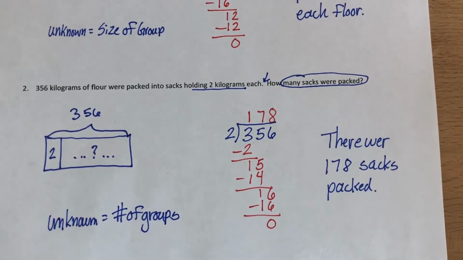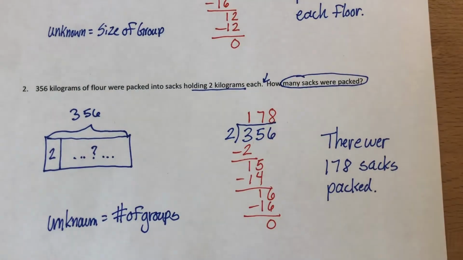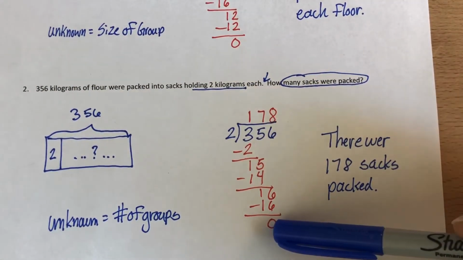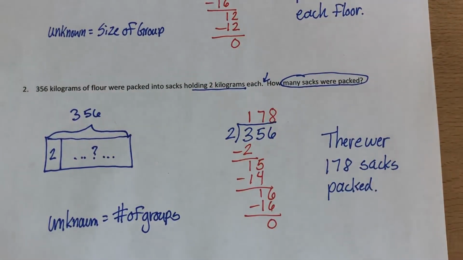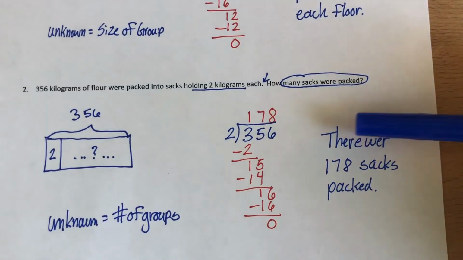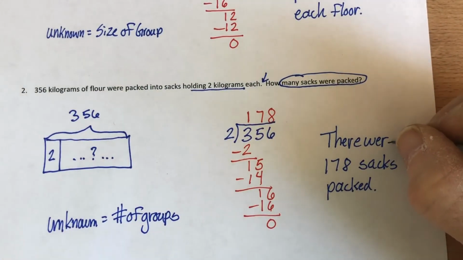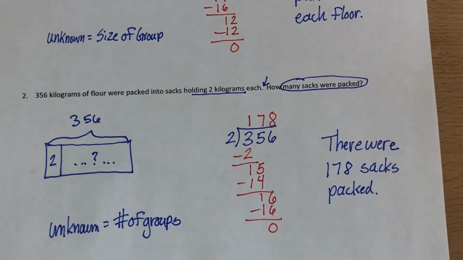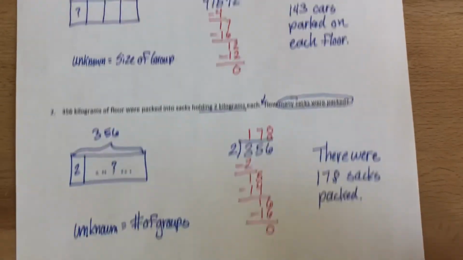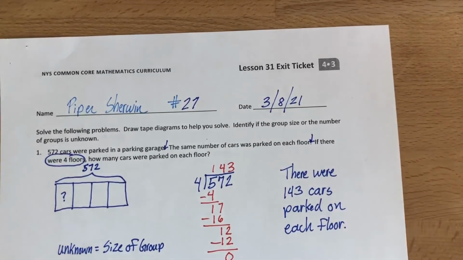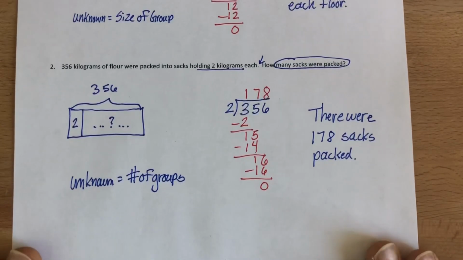And that's how you do that, if you remember. Okay, so here I did my division, and it came out to 178 sacks. So there were 178 sacks packed. Let me spell that correctly. Great. So I look back at my work, make sure I'm proud of my work and that it's neatly written out, in my best handwriting, the best I can do.